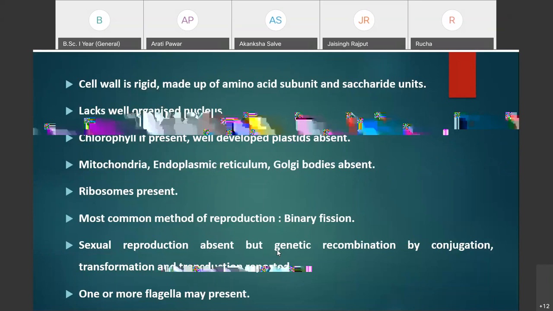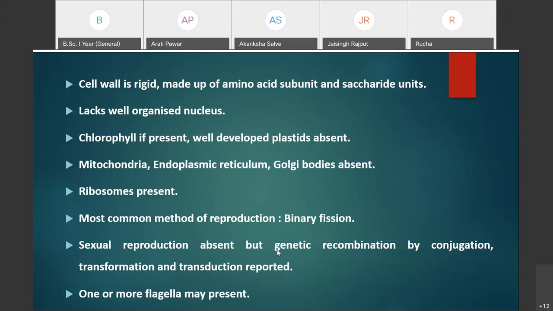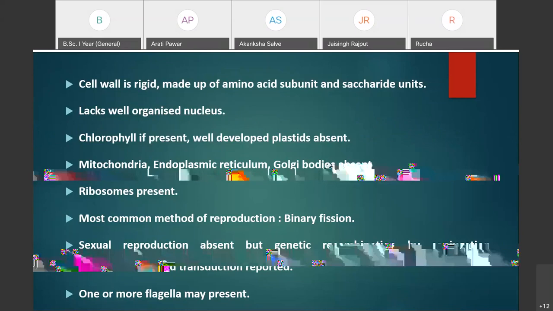Flagella are made up of a special type of protein, and this protein is called flagellin. Flagella are made up of the protein flagellin.